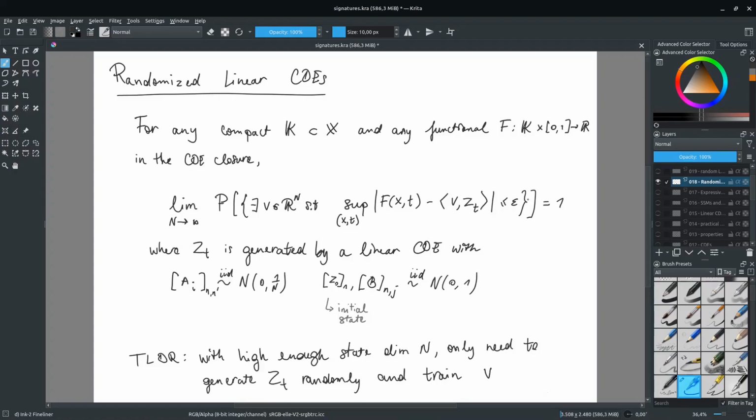So if epsilon is small enough, take large enough n, where n is the size of your state. Then with high probability, take a random model, choose v, basically only optimize over v, and you can get arbitrarily close to your functional f.